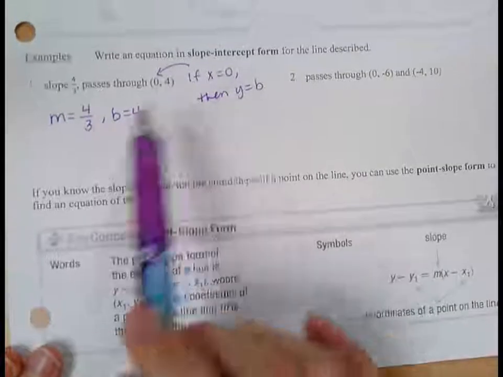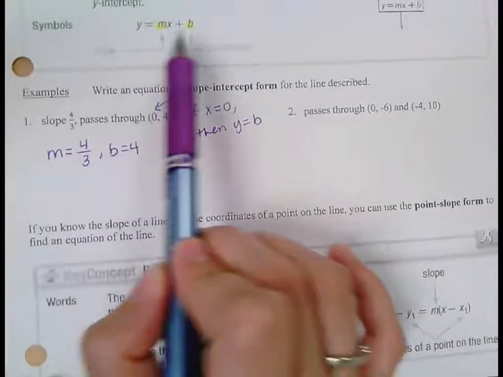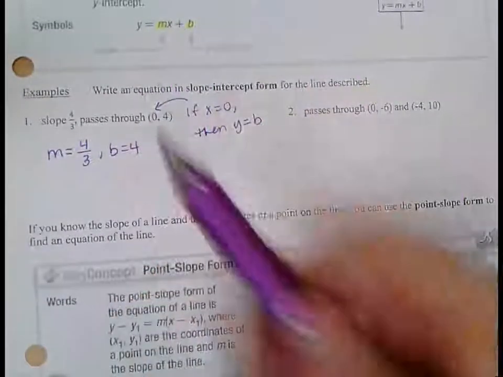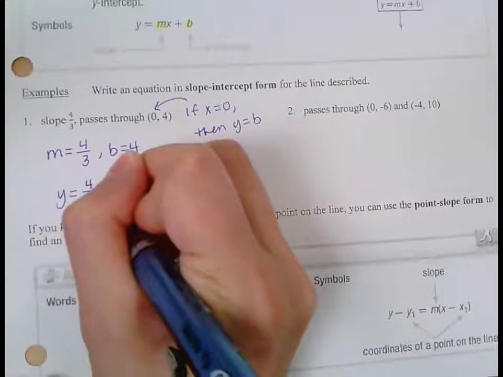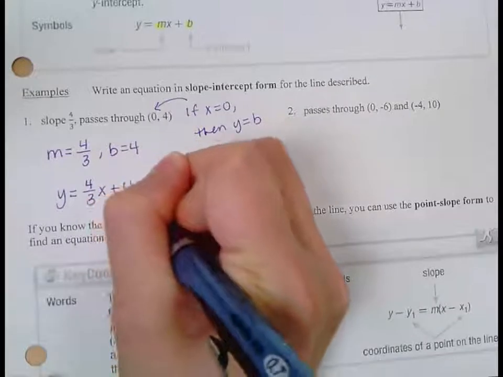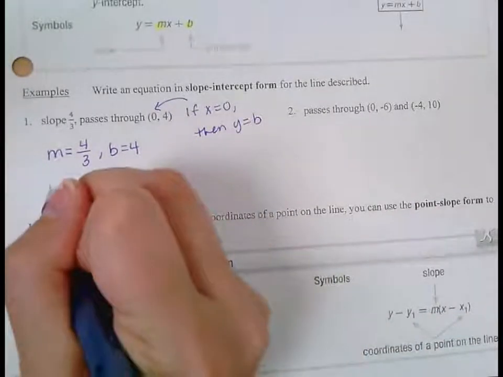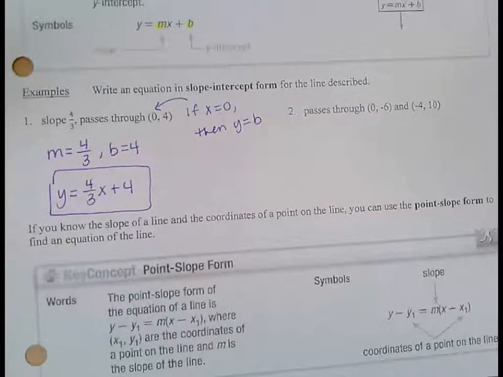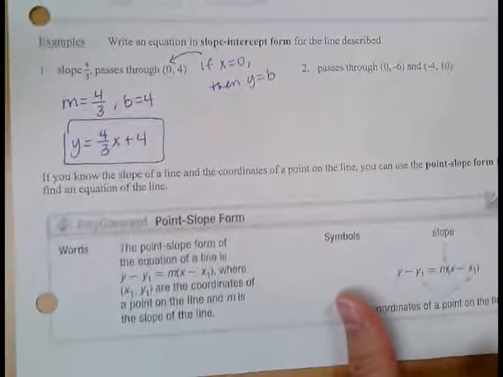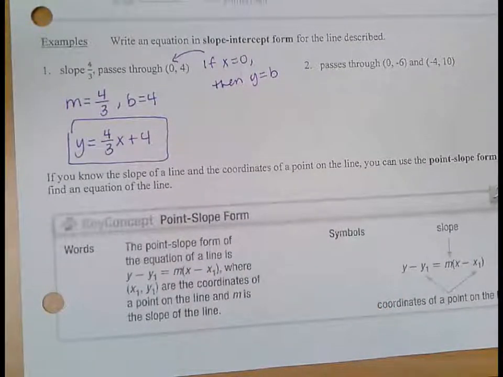So we have m, we have b. Substitute those into our slope-intercept form to write the equation of our line. So that's y equals 4/3 x plus 4. So make sure in the end that you are writing the equation of the line, that you're not circling m or circling b as your answer, that you're taking that extra step to write your equation.